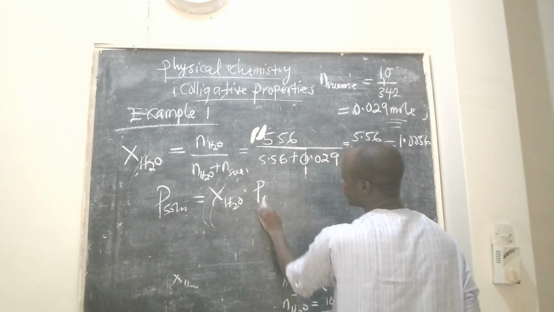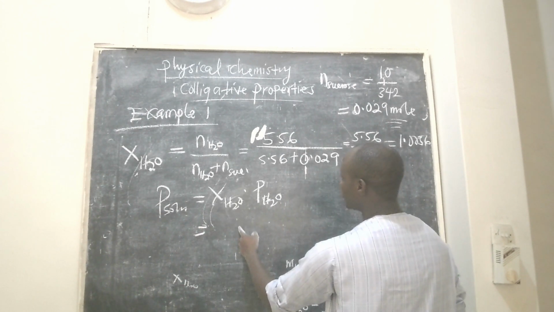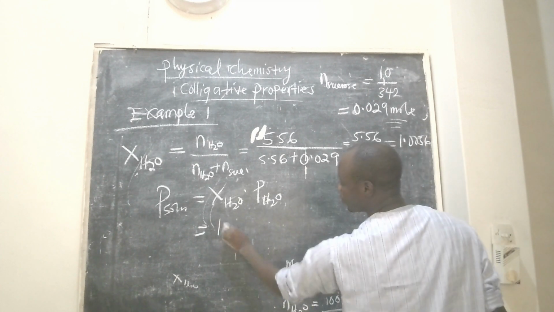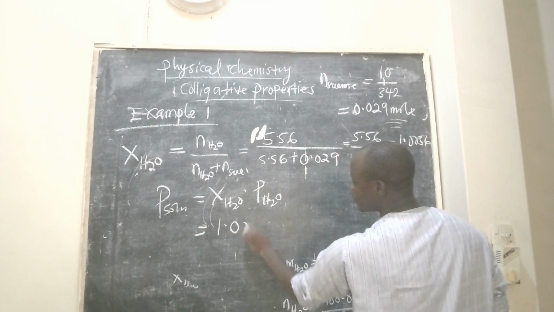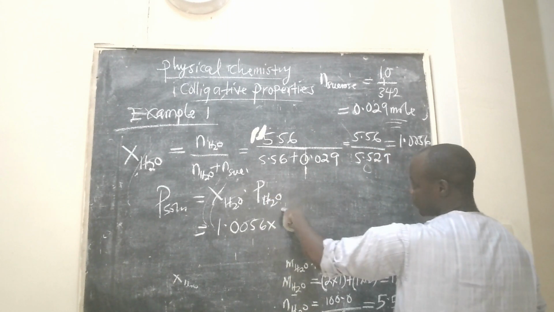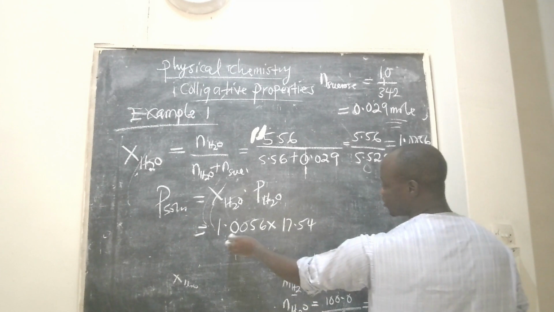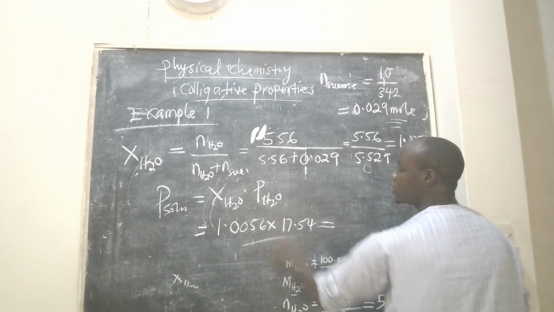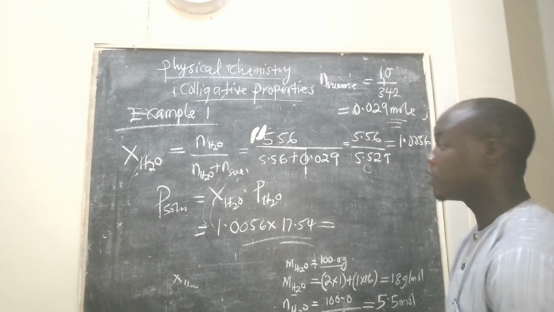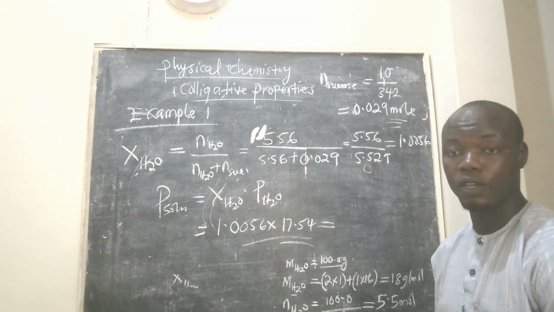So if you need the vapor pressure of the solution, it is the mole fraction of water times the vapor pressure of pure water. The mole fraction of water times the vapor pressure of water, which is 17.4. So we now multiply this and whatever we get is our final answer. So this is how to calculate the vapor pressure lowering according to colligative properties of a solution.